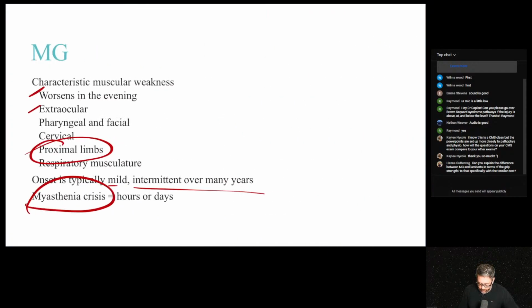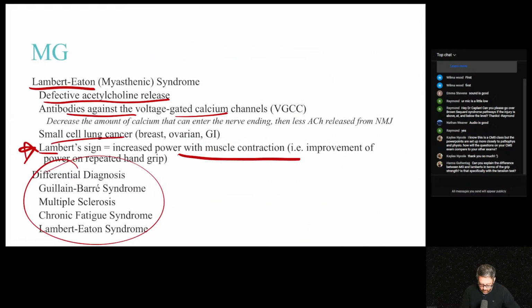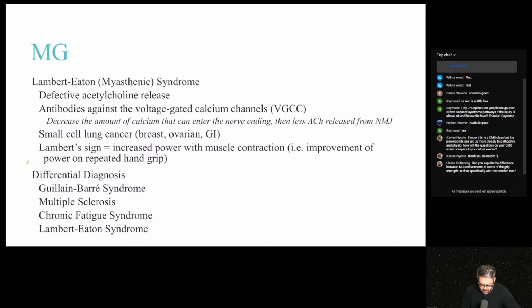Now, Lambert's sign is increased power with muscle contraction. Every time you go to squeeze, it gets better. And why does it get better? Because more acetylcholine has been dumped into that synaptic cleft.